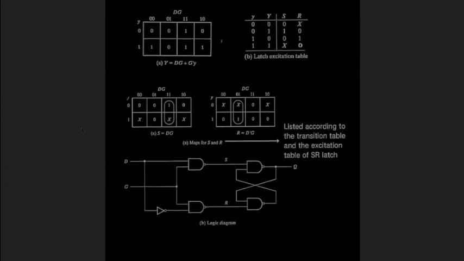To implement this with an SR latch, I look up the excitation table of the latch. We know that this is the current state and the next state. From the excitation table, we can see that for the current state 0 and the next state 0, the values of S and R are 0 and don't care. So I enter these values in the corresponding maps. And for the current state 1 and next state 1, the value of S is don't care and the value of R is 0.